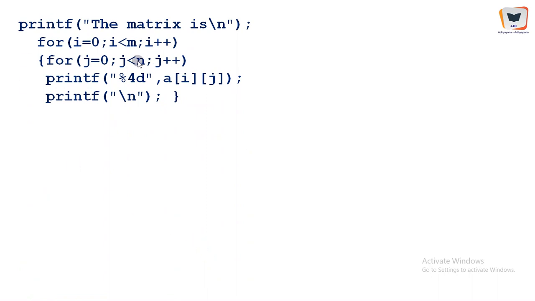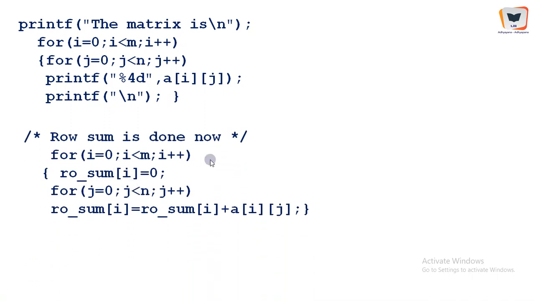Now the matrix is printed, and we are printing the matrix because we should get a clue as to whether the sum is happening along the rows correctly and along the columns correctly. So the sum is done now.